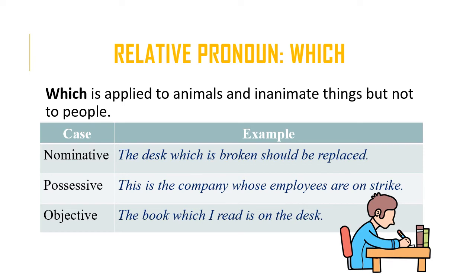The book which I read is on the desk. In the first example, the antecedent is desk. In the second example, it's company. And in the final example, the antecedent is book. And notice how with each one of these antecedents, it's mentioned right before the relative pronoun.